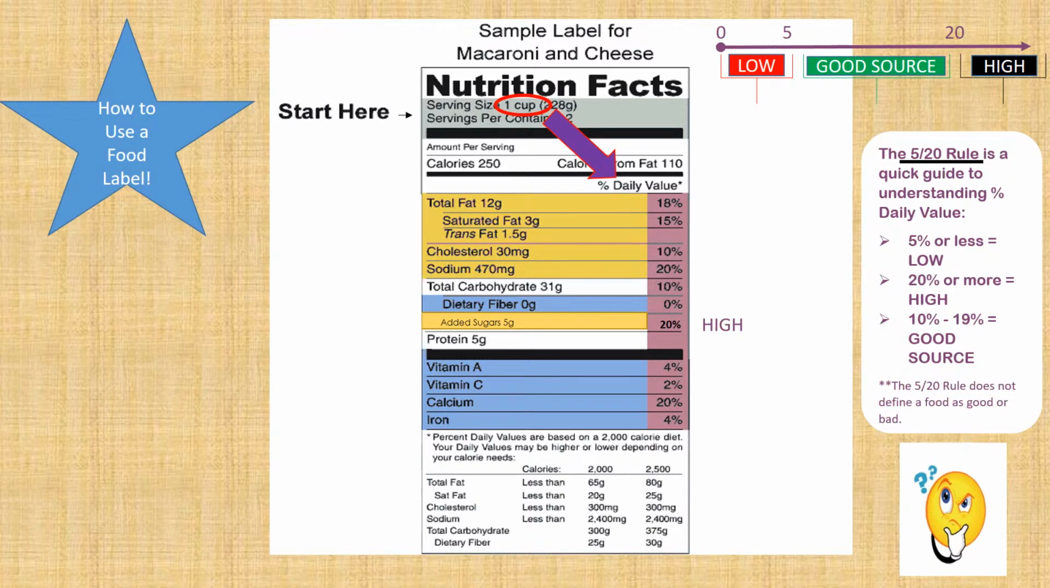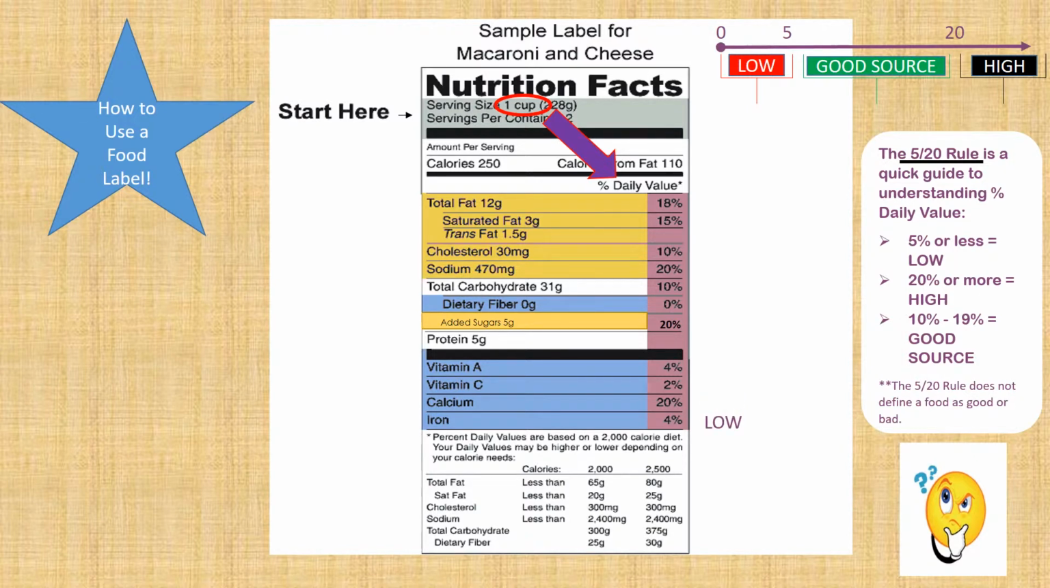So why don't you go ahead and try the last 4 on your own: vitamin A, vitamin C, calcium, and iron. Okay, so we can see vitamin A at 4% is considered low. Vitamin C at 2% is considered low. Calcium at 20% we already know is considered high. And then the iron at 4% is also considered low.